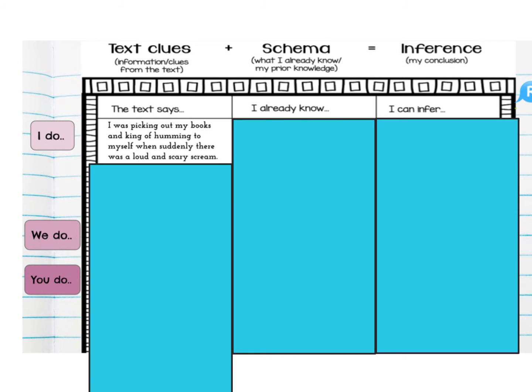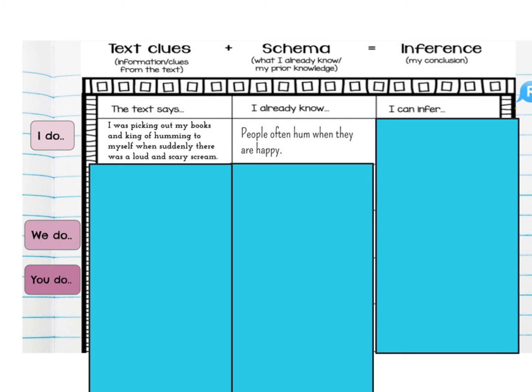graphic organizer with me. So I'm noticing my text evidence or my text clue. It says, I was picking out my books and kind of humming to myself when suddenly there was a loud and scary scream. Oh, I think I can make an inference based on this clue. So I'm thinking about something I already know. Well, I already know that people often hum when they're happy, like this. If you've ever heard anyone hum, that normally tells you they're in a really good mood. So that can lead me to an inference.